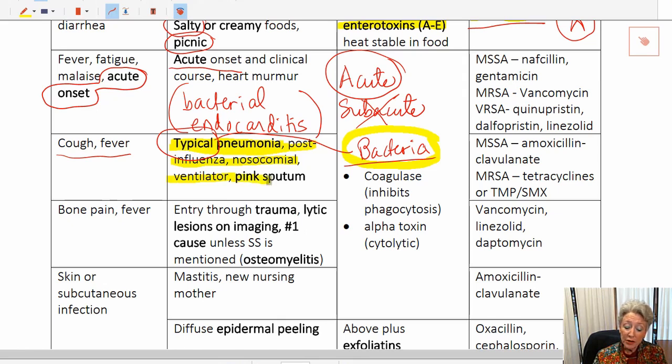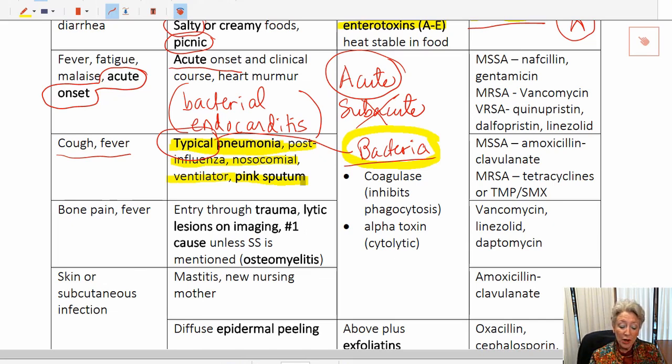But remember, within the typical pneumonias, I look at the appearance of the sputum in order to tell them apart. And sometimes this is described as salmon colored. It's that basically pale pink in color. So there's some blood, but not a huge amount.